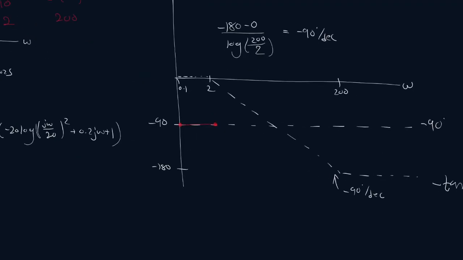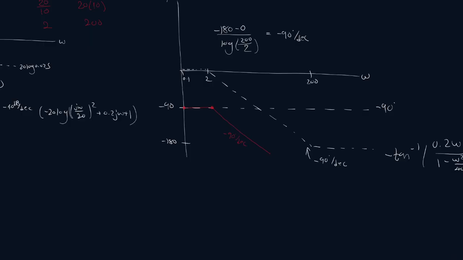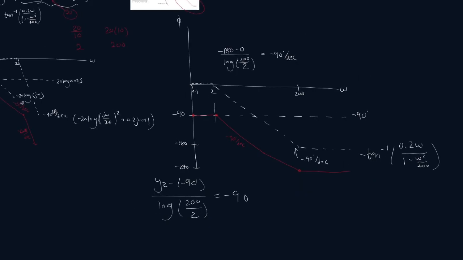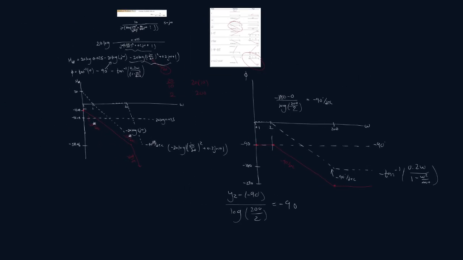Okay, so this one decreases, and it has a slope of minus 90 degrees per decade. Let's find the point where it should end. It'll be y2 minus y1 being minus 90, all over log of, we know it's going to stop at 200 because that's where the next change happens, and it started at 2, so it'll be 200 over 2, and the slope is minus 90. Let's see what we get. We get minus 270. That's where we stop, and after that we just continue straight. Okay, let me just draw this more properly. There we go. And those are your two plots.